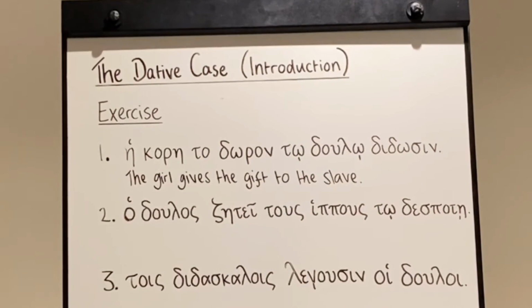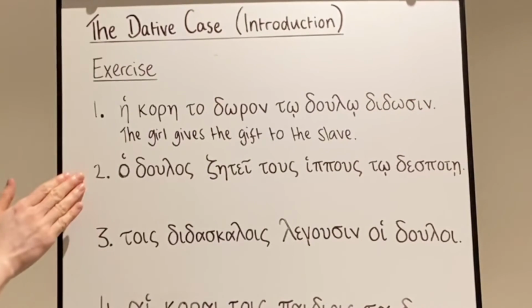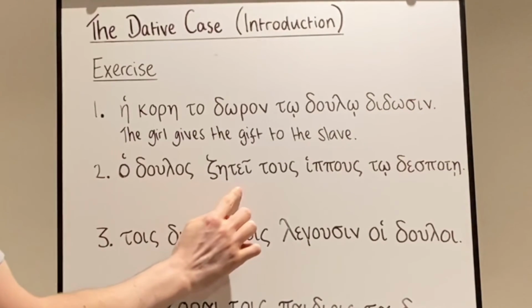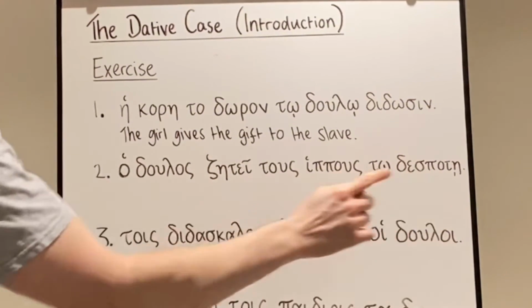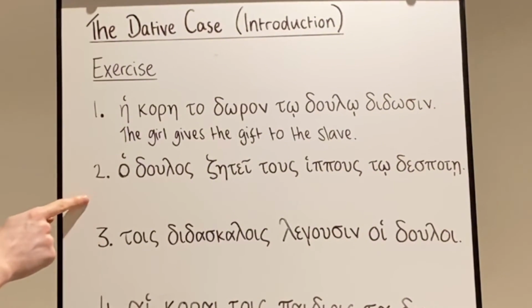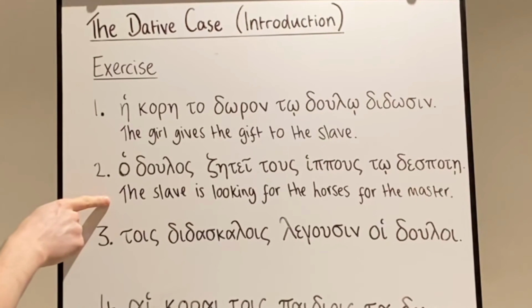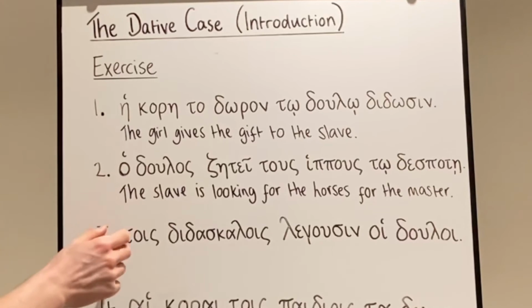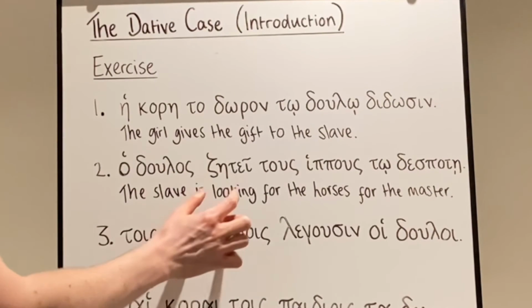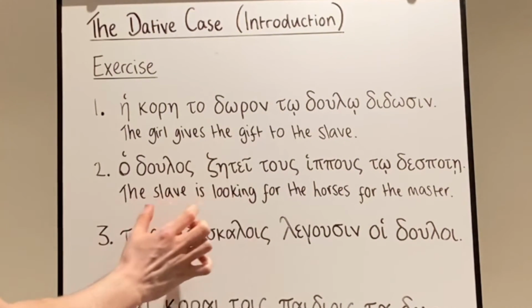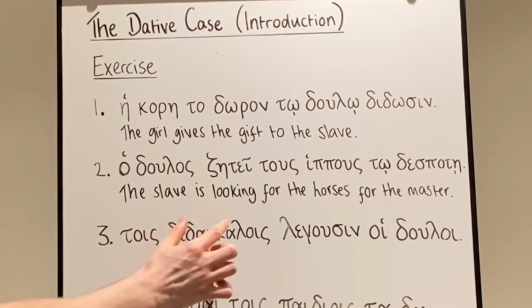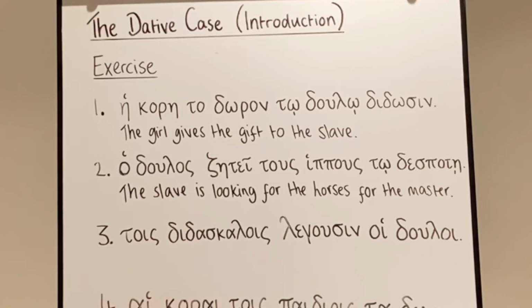Okay, number 2 was ho doulos zêtei tous hippous tôi despotêi. This should have been translated as the slave is looking for the horses for the master. We know that it means this because the slave's in the nominative. Then we had he, she, it is looking for or is seeking. You could have said the slave seeks the horses for the master, but I think looks for or is looking for sounds better.